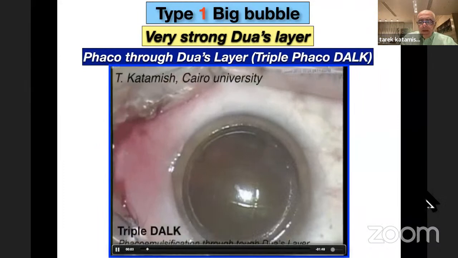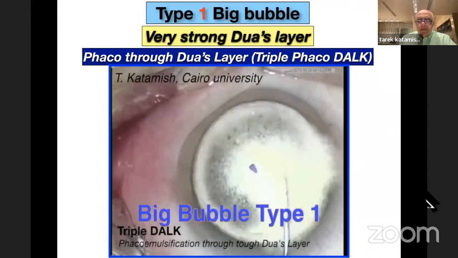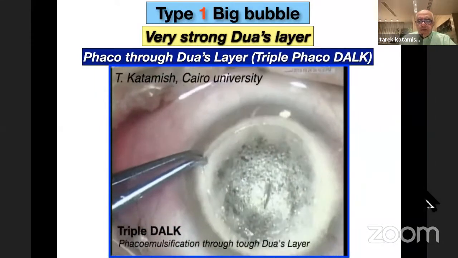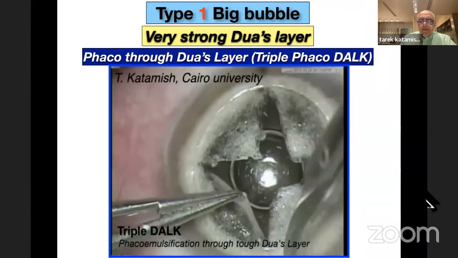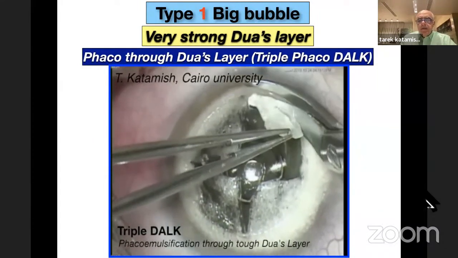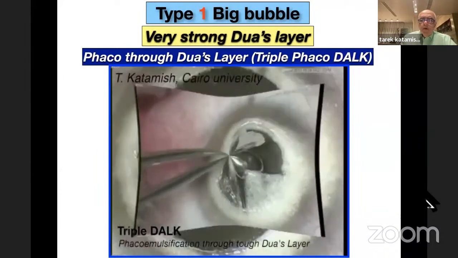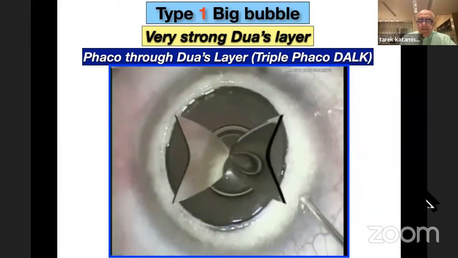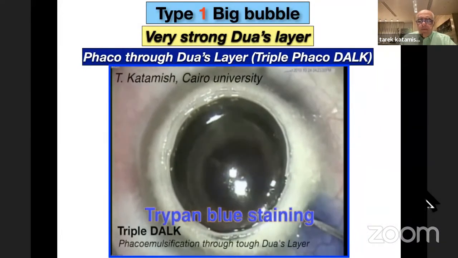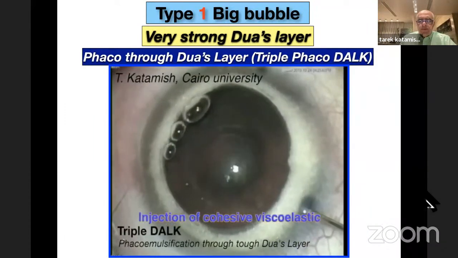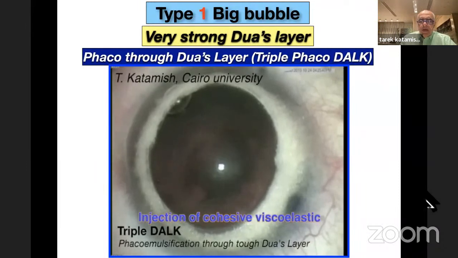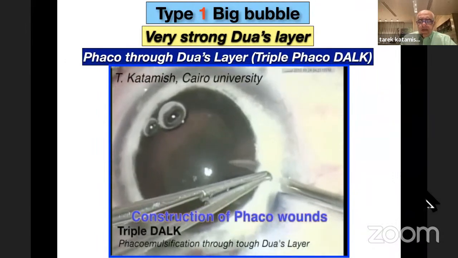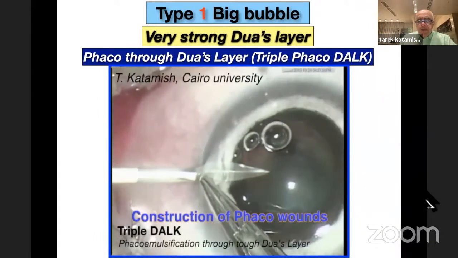We are doing big bubble type 1. You see, type 1, and then we do stromal dissection, and then we open the Bravo slash, and then we expose Dua's layer, and then we start doing phacoemulsification with all its techniques and mechanics and with the pressure gradients inside the anterior chamber. Start doing trypan blue staining, making capsulorhexis, injecting Healon. You see, I am working through Dua's layer. I am fashioning now my phaco wounds. I make a counter pressure with the Colibri not to have any perforation.